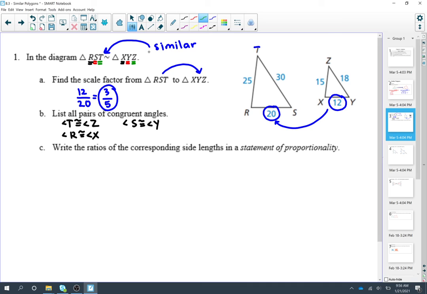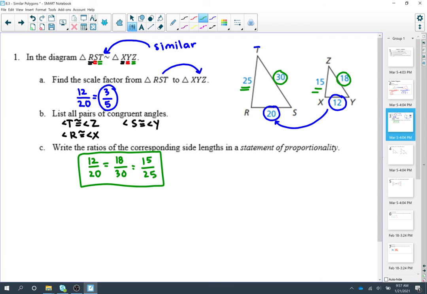Part C, write the ratios of the corresponding side lengths in a statement of proportionality. Now, the statement of proportionality is just all of the side lengths. So we already started with 12 over 20. But that's equal to my other sides. So we still have 18 matches 30. And then our last one is 15 and 25. Now, right there is your statement of proportionality.